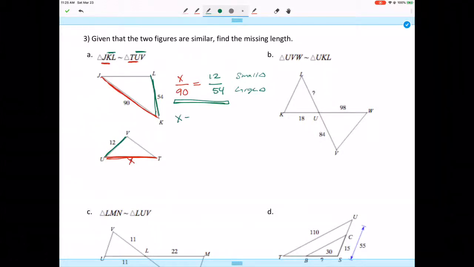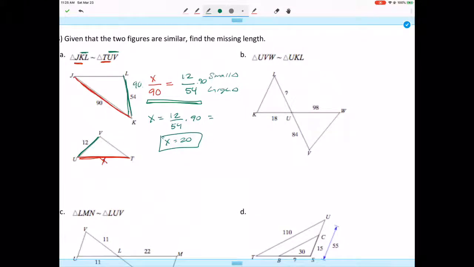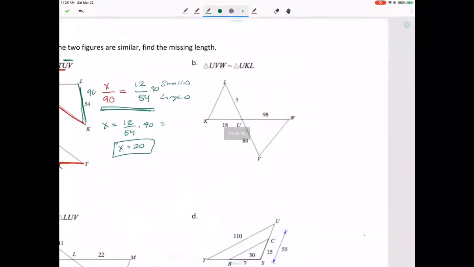So we can multiply both sides by 90, and we get 12 over 54 times 90. Plug that into a calculator, and you will end up getting 20. So x equals 20. If you did it a different way, you should still get the same answer. I'll talk about some of the different ways you can do it at the end.